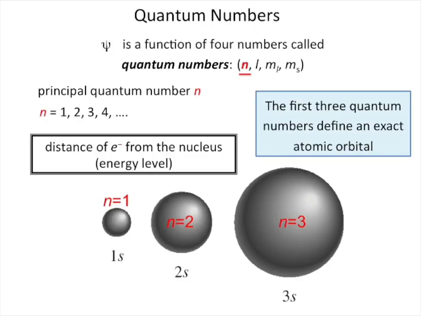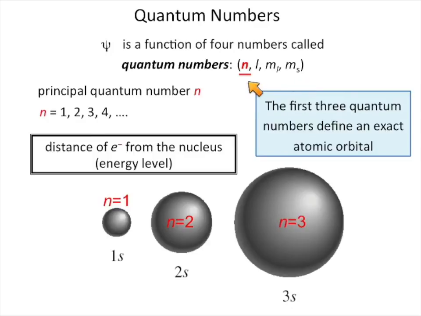So here we go, let's talk about quantum numbers. The wave function is a function of really 4 numbers called quantum numbers. I mentioned 3 previously, n, l, and m sub l, and those are the ones that give you the shape of the orbital, and then m sub s allows you to place 2 electrons into an orbital. And so let's talk about these in turn.